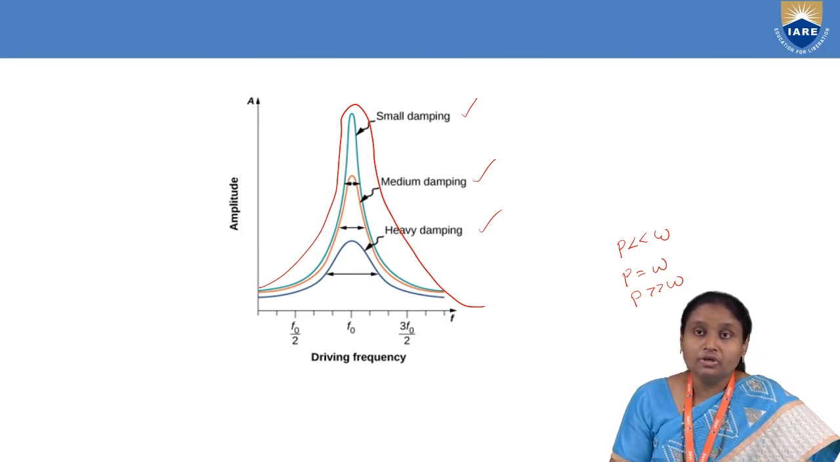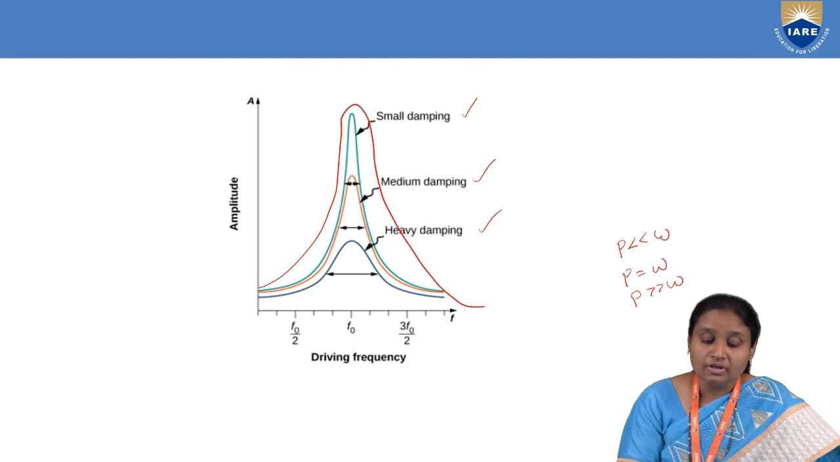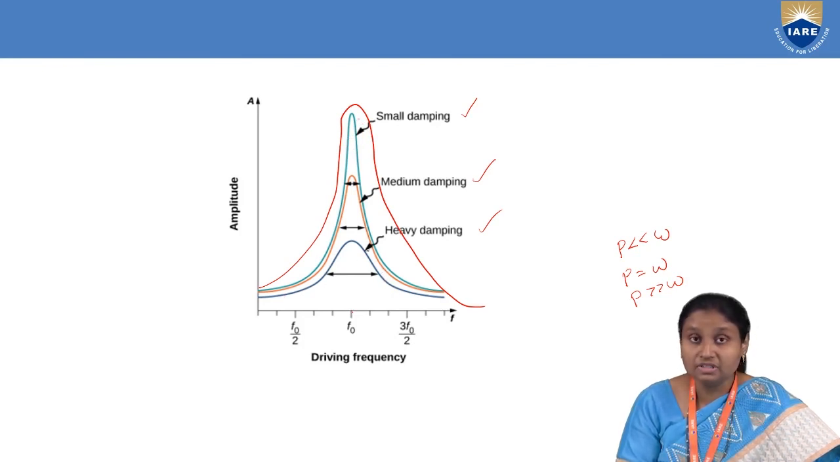And one more thing we have to understand here is, when we go for small damping, our curve is sharp. At resonance you will have a sharper curve. So smaller is the damping, sharper is the resonance. Whereas higher is the damping, our curve is getting flatter. So larger is the damping, flatter is the resonance. So these are the conclusions we have drawn.